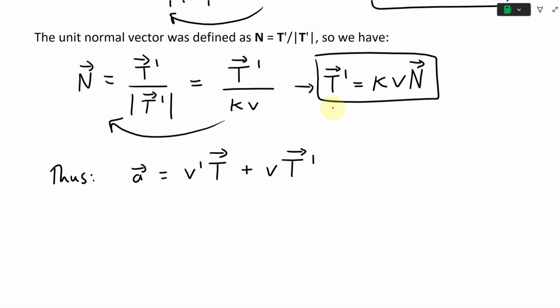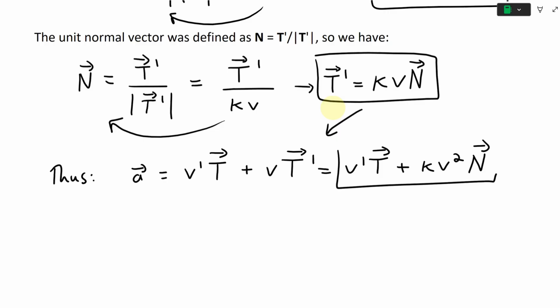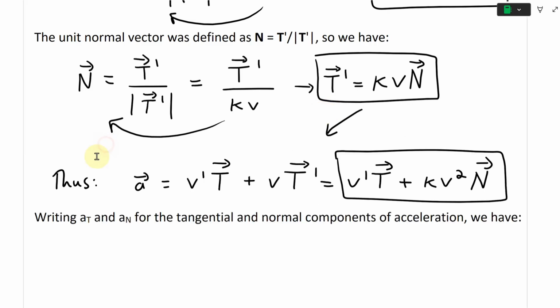So in other words, this equals, and now we throw this inside here. So this is going to equal v prime t plus v squared kappa, I'll put the kappa better, kappa v squared, and then this is going to be the normal vector. So we wrote the acceleration in terms of the unit tangent and unit normal vectors, which is quite astonishing if you think about it. All right, now going further.